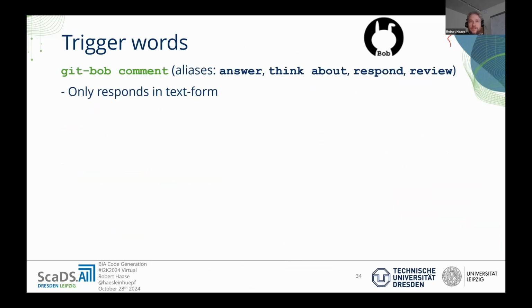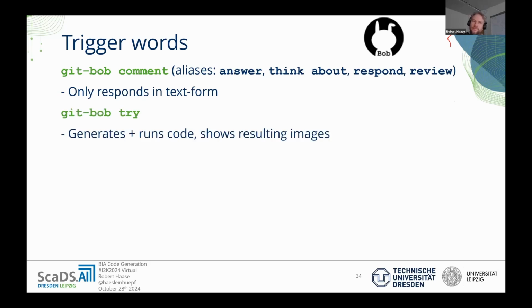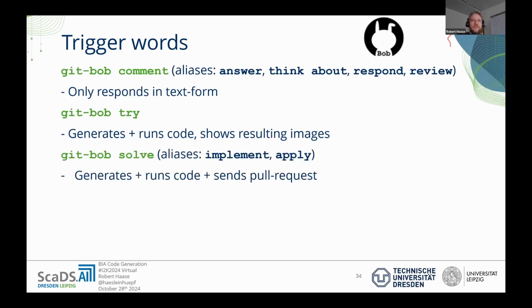Just to demonstrate a bit trigger words. So if you ask a Gitbob comment, it will only respond in text form. So it will read your question and it will answer. If you say Gitbob try, it will generate code and it will also run the code and show you resulting images. If you say Gitbob solve, it will generate the code, it will run the code, and it will send a pull request with the code to your repository so that you can make it part of your data analysis workflow.